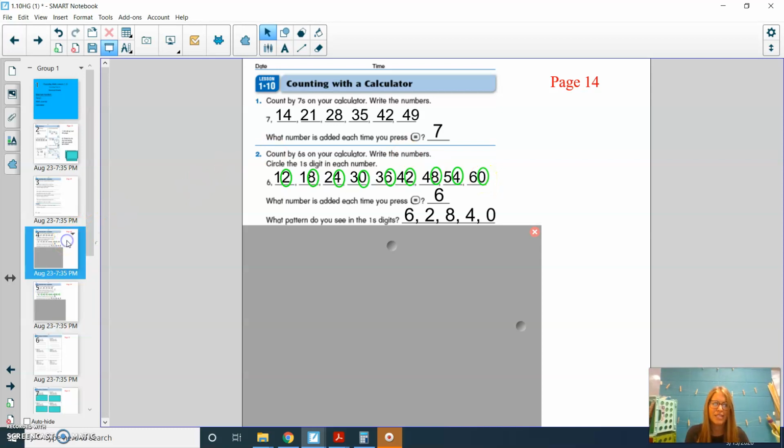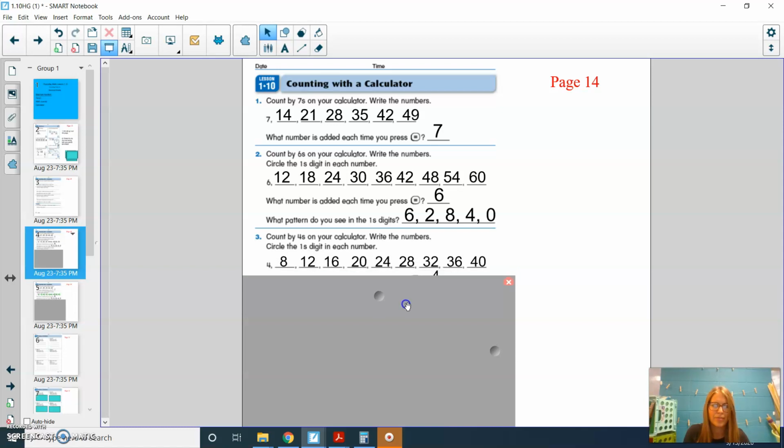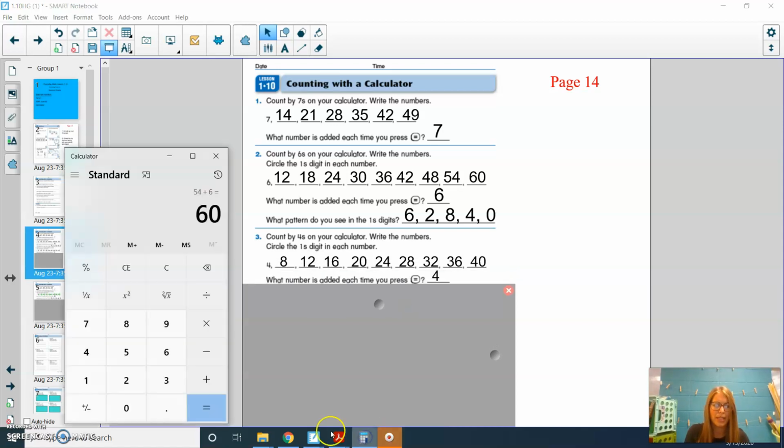Let's try another problem. Let's look at number 3. So for number 3, can you count on by fours? I'm going to pull up my calculator. So if I had 4 plus 4 equals, you can see I am going to keep counting with my 8, 12, 16, 20, 24, 28, 32, 36, and 40. So each time I was pressing equals, I was counting by 4.